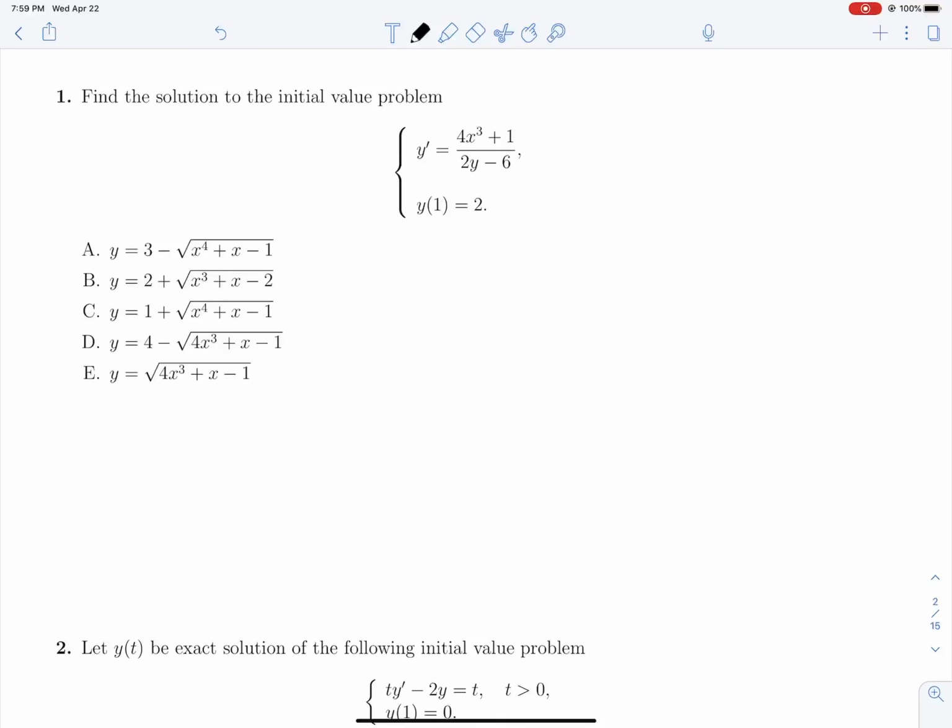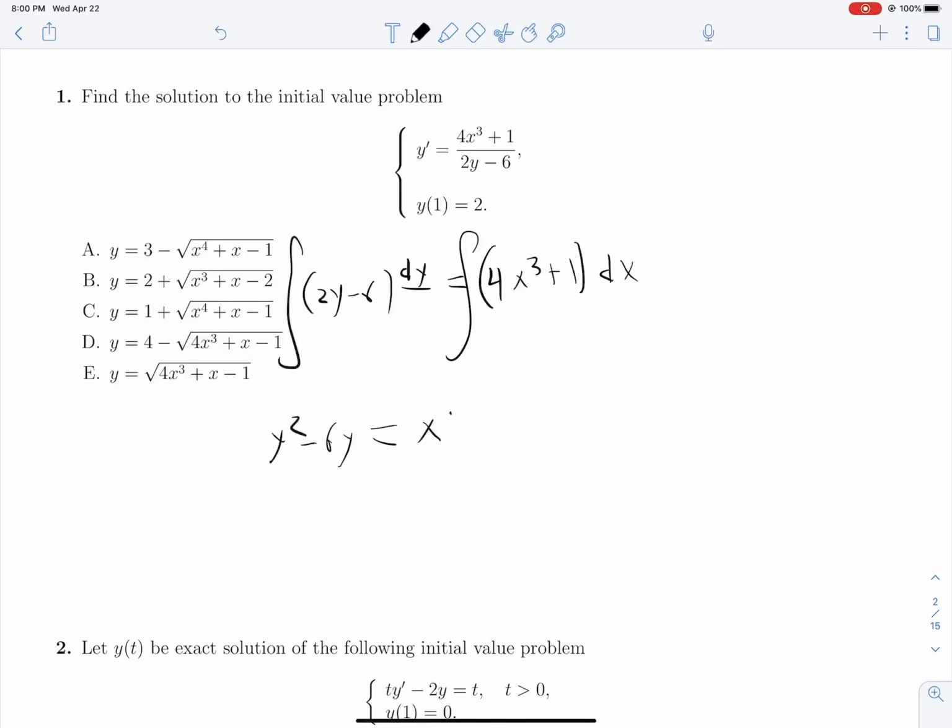It's pretty brutal. Question 1, let's find the solution to this initial value problem. So if we take a look at what y prime is equal to here, we have a function of x over a function of y. So let's turn our y prime into dy/dx and multiply this function of y up. 2y minus 6 is equal to 4x cubed plus 1. Let's multiply this dx over and integrate both sides. We will get y squared minus 6y is equal to x to the fourth plus x plus c.